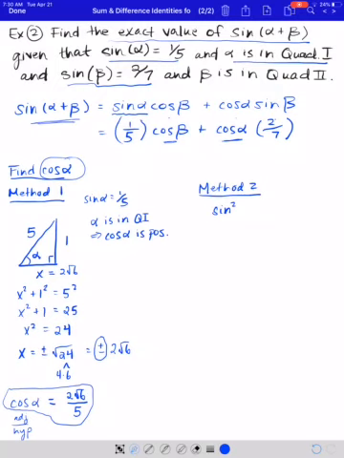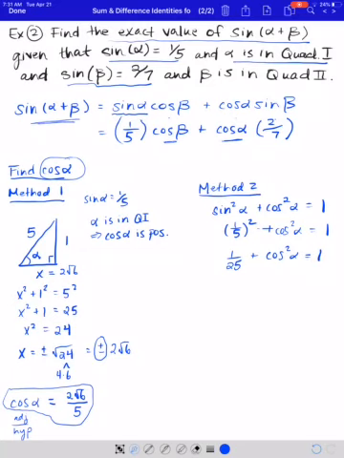Remember, the Pythagorean identity says sine squared alpha plus cosine squared alpha is equal to 1. Let's find cosine alpha from this identity. Again, we're given sine of alpha, which is 1/5, so the first term here is 1/5 squared. That's what we mean by sine squared alpha. Plus cosine squared alpha is equal to 1. Now let's solve. 1/5 squared is 1/25, plus cosine squared alpha is equal to 1.